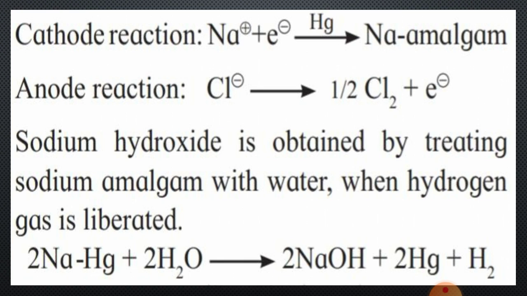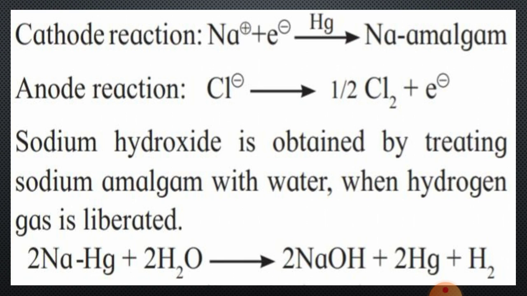So here, students, sodium hydroxide is obtained by treating sodium amalgam with water. We have got sodium amalgam at the cathode. This sodium amalgam will react with water: 2NaHg plus 2H2O. It gets converted into sodium hydroxide, which is also known as caustic soda, and hydrogen gas is liberated. The mercury will also get separated.